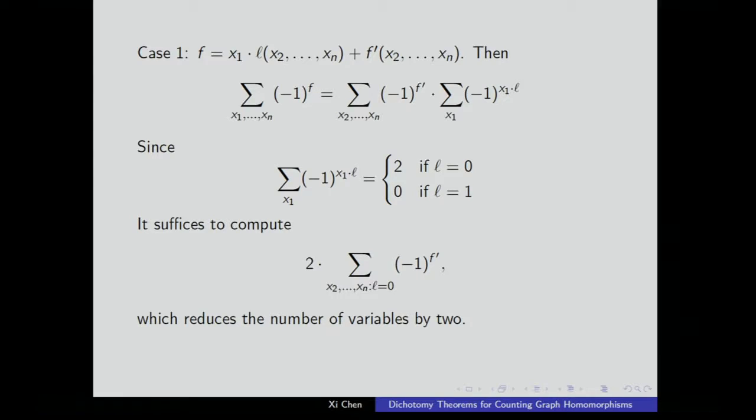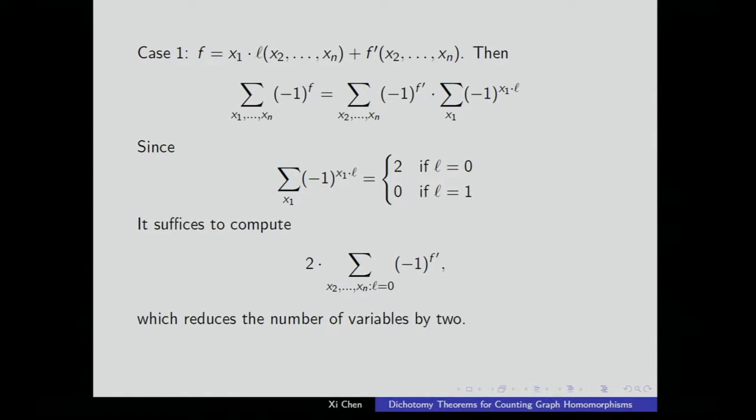Sorry, I think this is the case when we only have cross terms. Then we write the polynomial in terms of x1. In this way, L is an affine linear form, and f prime is a quadratic polynomial. Then in the sum, let's sum over x2 through xn first, and then x1. And it turns out that this sum over x1 only depends on the value of L. L depends on x2 through xn. And it's 2 if L equals 0 and 0 otherwise.